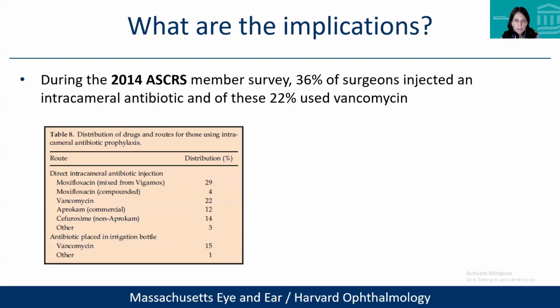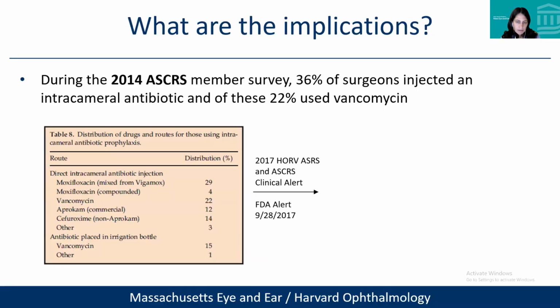So what has come since this entity has been described in 2017 in that large case series? What we've seen is a shift in how cataract surgeons use vancomycin. So back in 2014, when they did the member survey for the ASCRS, 36% of surgeons back then were using intracameral antibiotics at the end of the case, and 22% were using vancomycin. So a significant proportion of surgeons were using vancomycin.